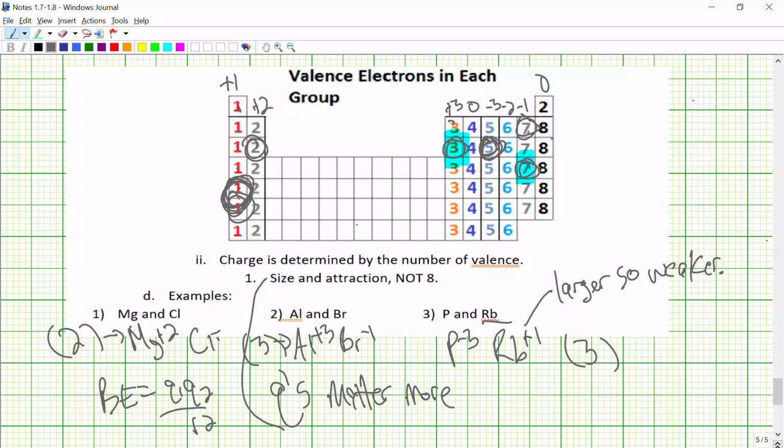So that means that AlBr3 is the strongest. I just misspelled strongest, but you get the idea. And that, I think, is it.